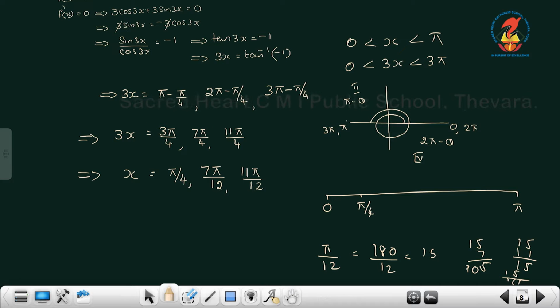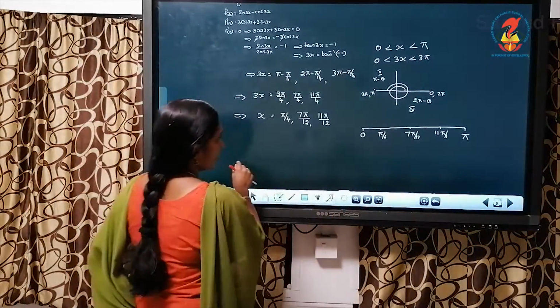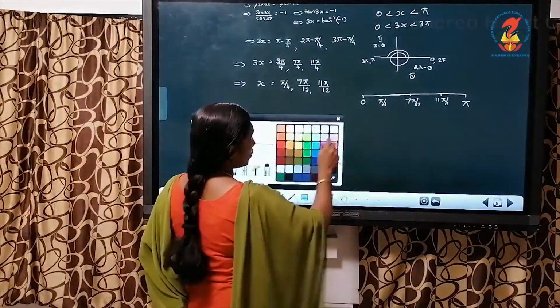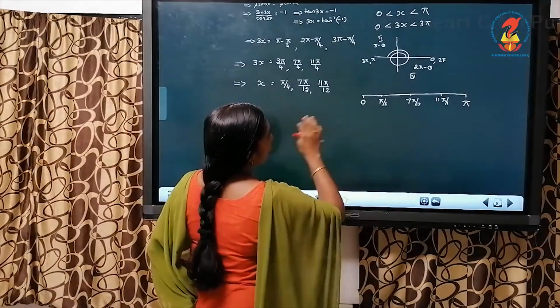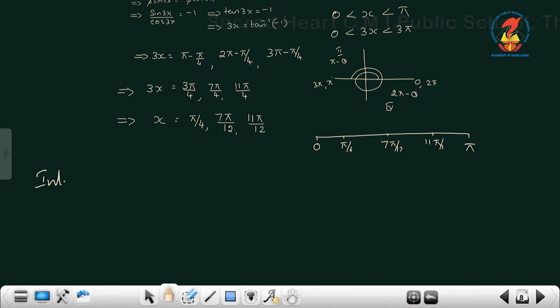So 45 I mark, the next one is 7 pi by 12. 7 pi by 12 means 105, that you keep in your mind. And the next one is 11 pi by 12, that is 165 degrees. And this is pi, which means 180. So how many intervals are there? 0 to pi we divide into 1, 2, 3, 4 disjoint subintervals.